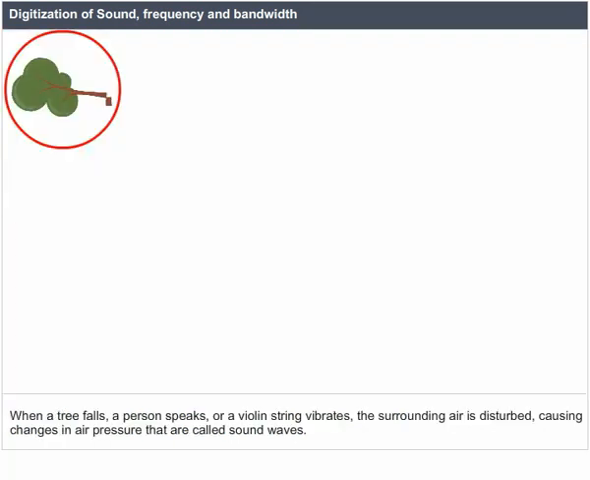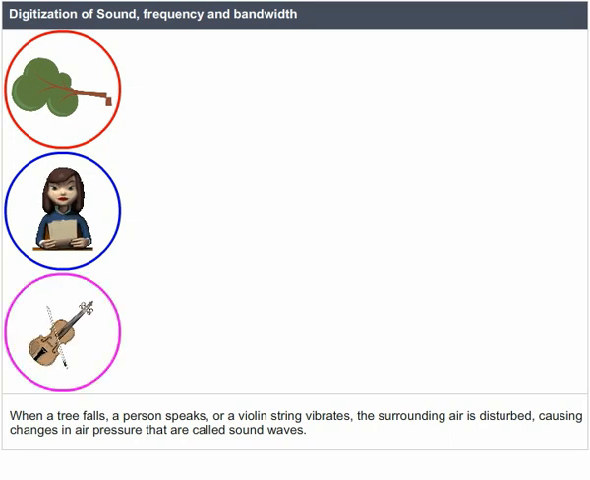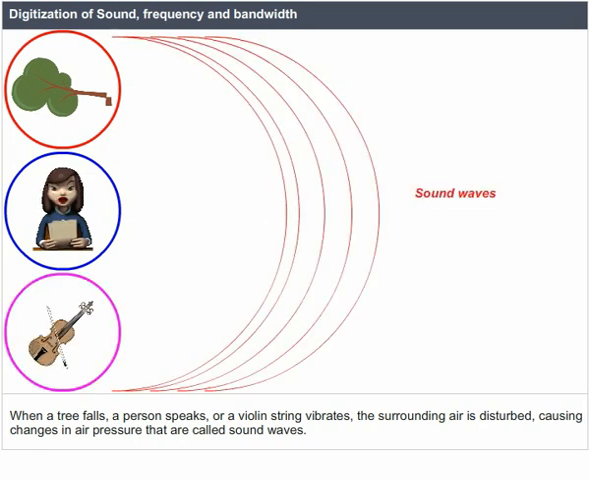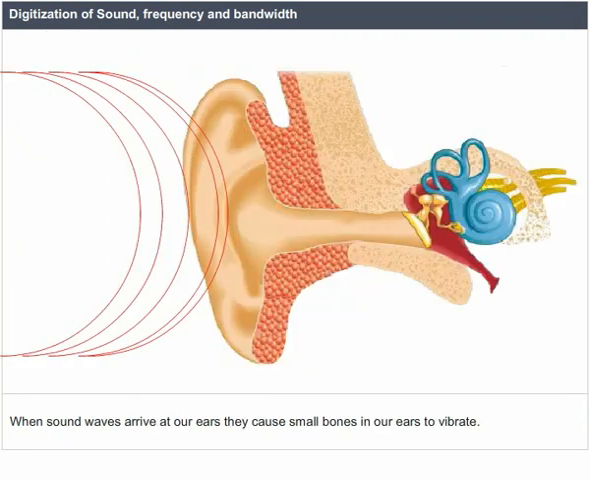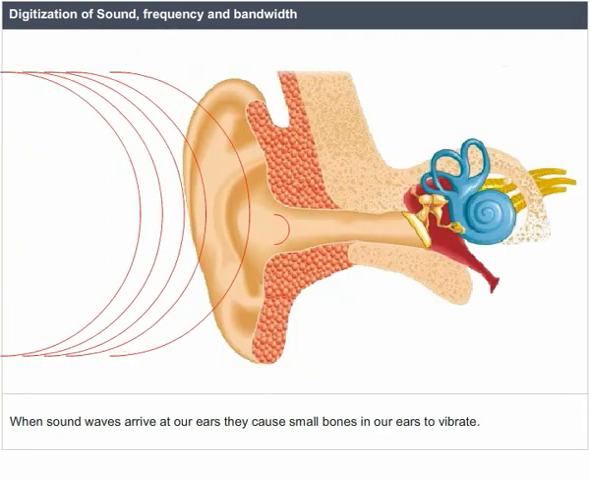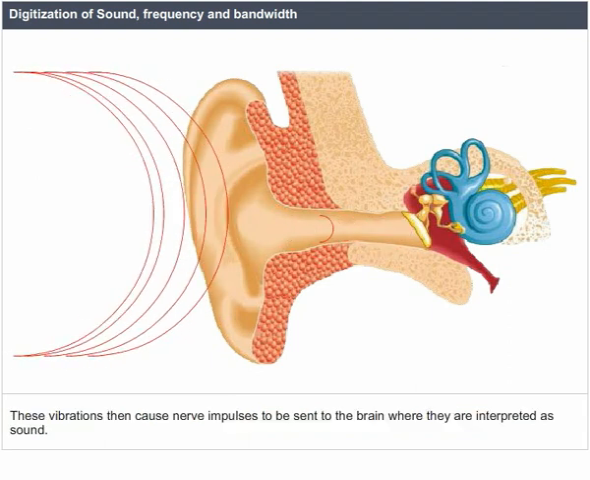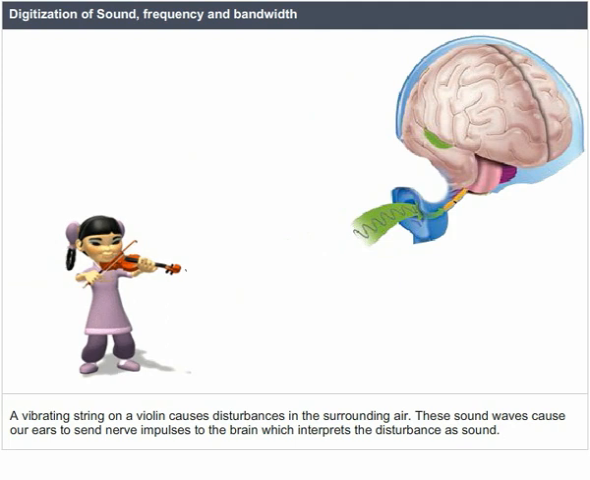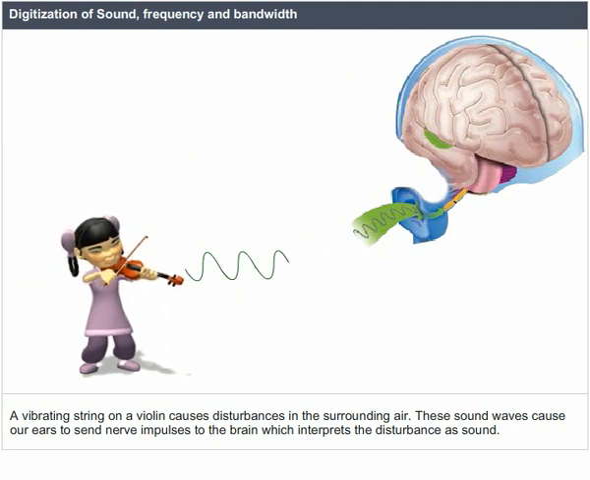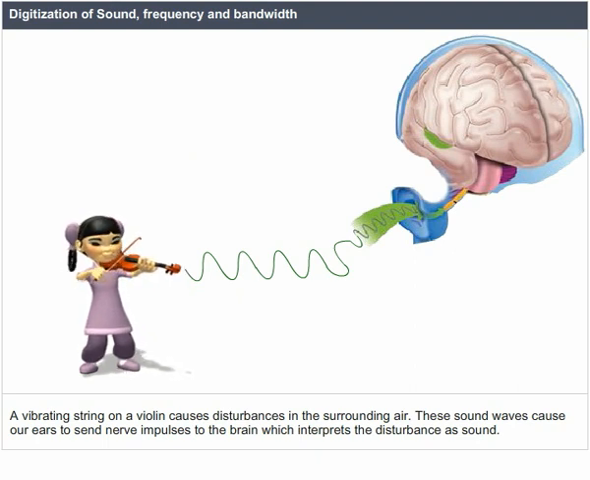When a tree falls, a person speaks, or a violin string vibrates, the surrounding air is disturbed, causing changes in air pressure that are called sound waves. When sound waves arrive at our ears, they cause small bones in our ears to vibrate. These vibrations then cause nerve impulses to be sent to the brain, where they are interpreted as sound. A vibrating string on a violin causes disturbances in the surrounding air. These sound waves cause our ears to send nerve impulses to the brain, which interprets the disturbance as sound.